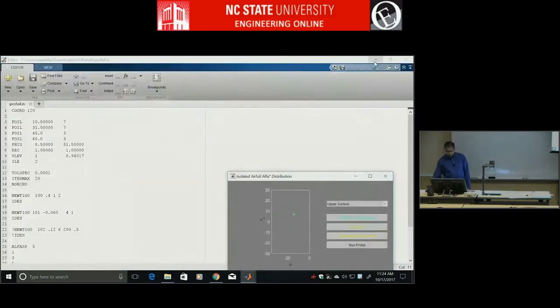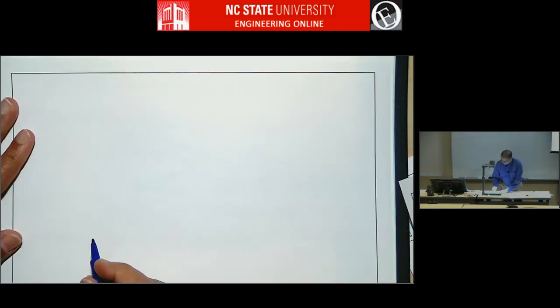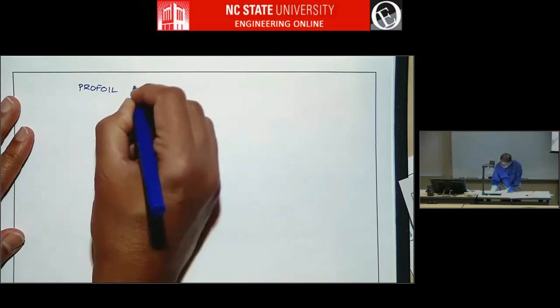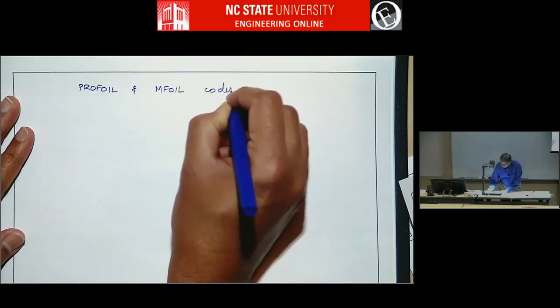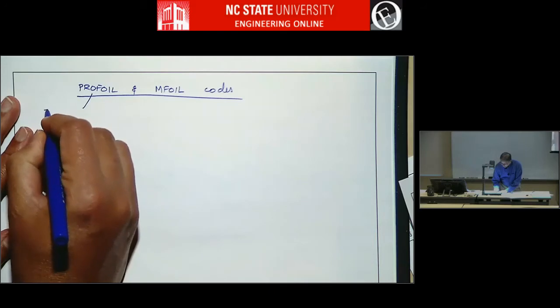So now let's stop the demo part and talk about how all the file structure is and what you have to do, all the more sort of bookkeeping things. So the codes we are dealing with here are Profoil and MFoil. So Profoil is the actual inverse design code.